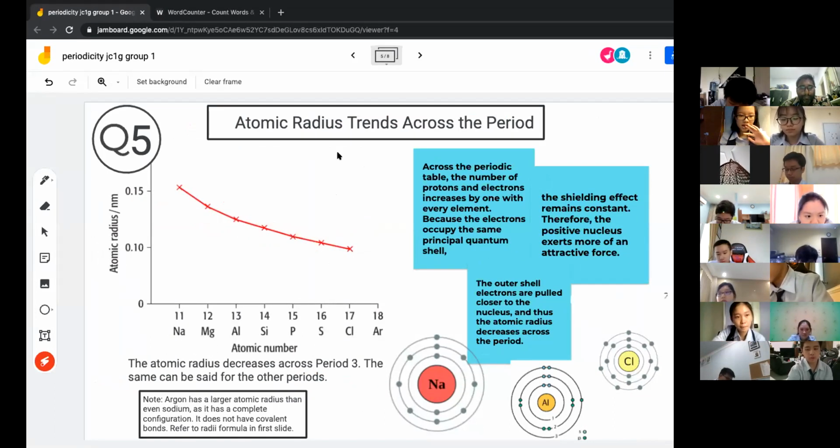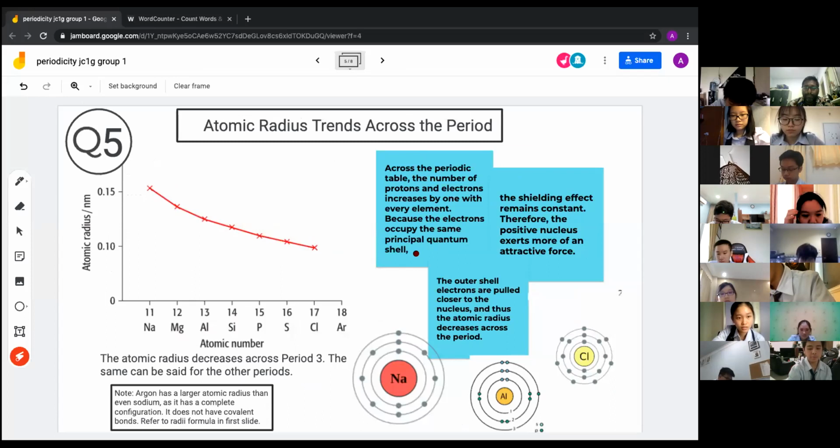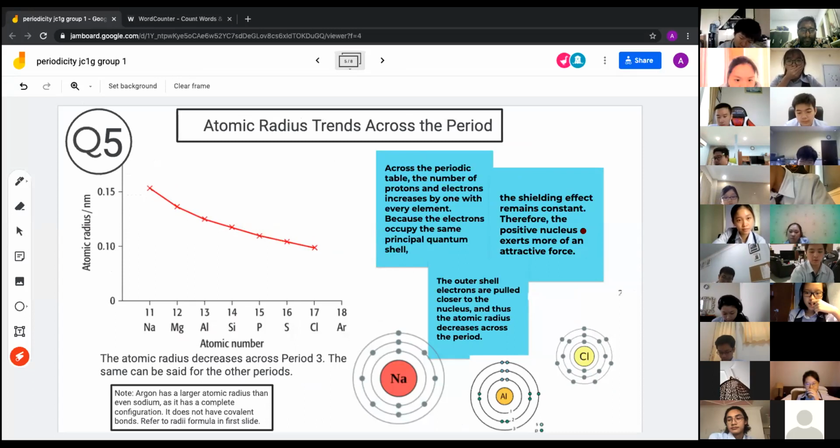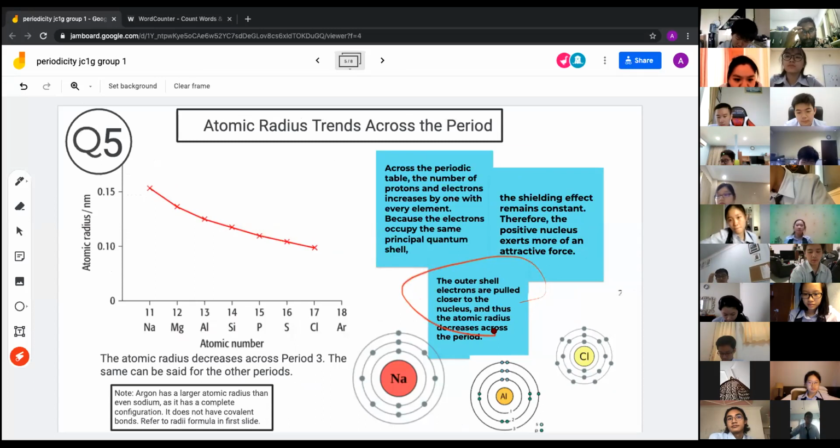The electrons occupy the same principal quantum shell, therefore the shielding effect stays constant, while the protons cause the atoms to become more positively charged. As the effect of increasing protons is stronger than the increasing electrons, the nuclear attraction increases, which causes the nucleus to attract the electrons more strongly. The outer shell is in turn pulled closer, causing the atomic radius to decrease across the period.